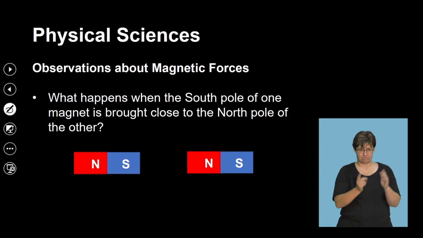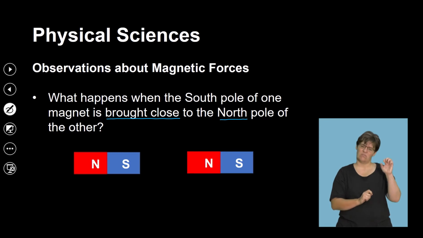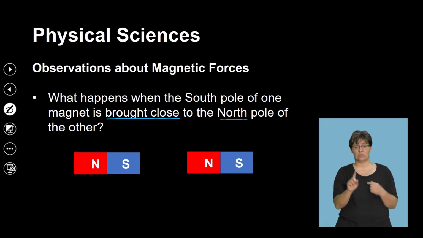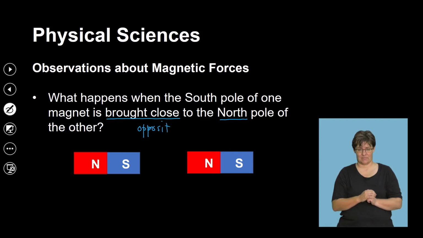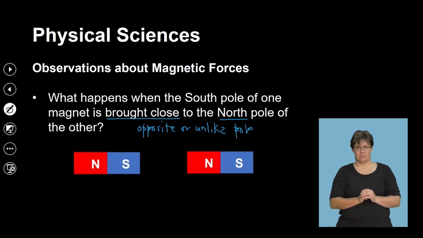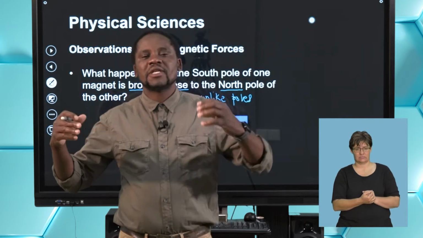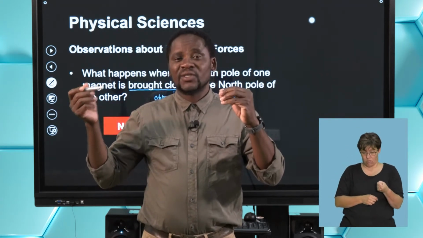And then moving ahead, what happens when the south pole of one magnet is brought close to the north pole of the other? Again, no contact. One thing that's different here is that these are opposite poles, or unlike poles. Now, what happens? One pulls the other. Let's say this is magnet 1 and that is magnet 2. Let's describe what exactly is going to be observed there. Magnet 1 pulls magnet 2 towards itself.